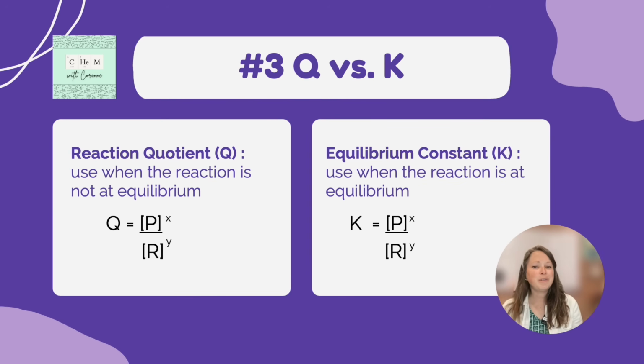All right, let's move into the next one, sliding into equilibrium. Q versus K. You're probably really familiar with K, but there's a good chance you may have forgotten what Q is. Q is the reaction quotient, and the good news is it's calculated in the exact same way as K. The difference is it is that relationship between products and reactants at any point other than equilibrium.